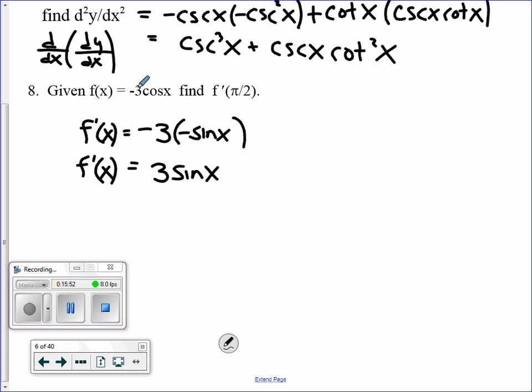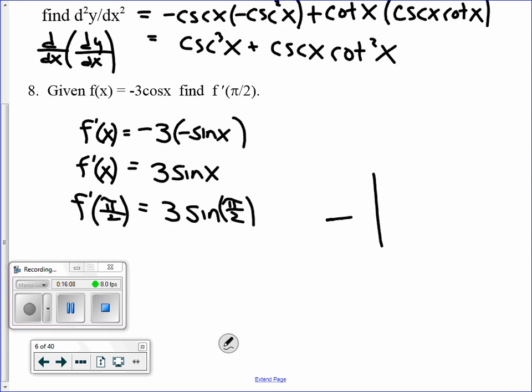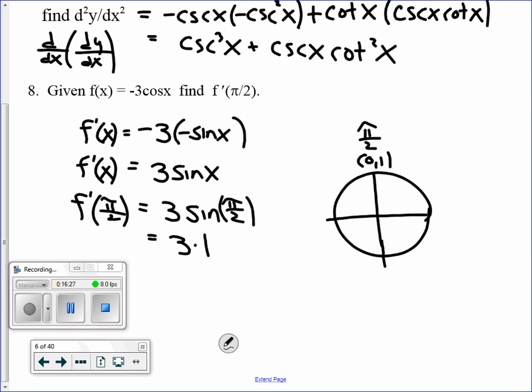Right? So if we want f prime of pi over 2, we're going to plug in pi over 2. Now remember, when you want the trig values of one of the quadrantal angles, you just look at the unit circle. Pi over 2 is up here. It's 90 degrees. The coordinates of that point are 0, 1. The x coordinate's the cosine, the y coordinate's the sine. So the sine of pi over 2 is just 1. And so we get 3 for our answer.